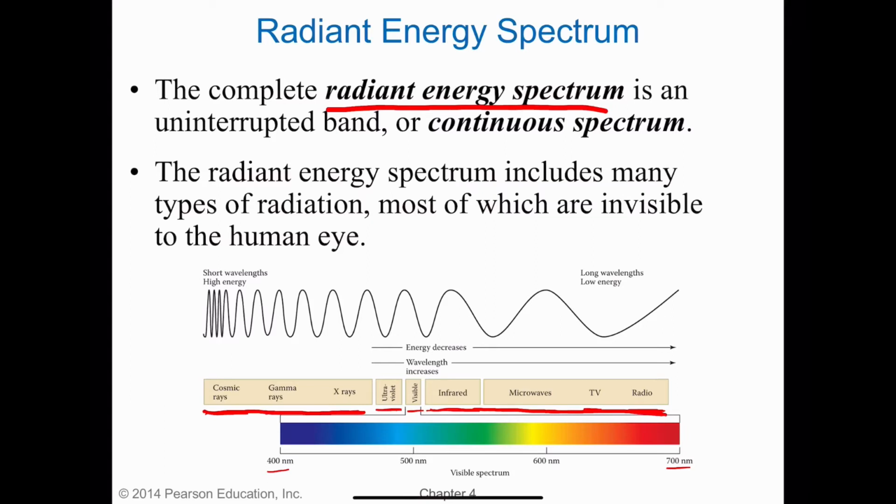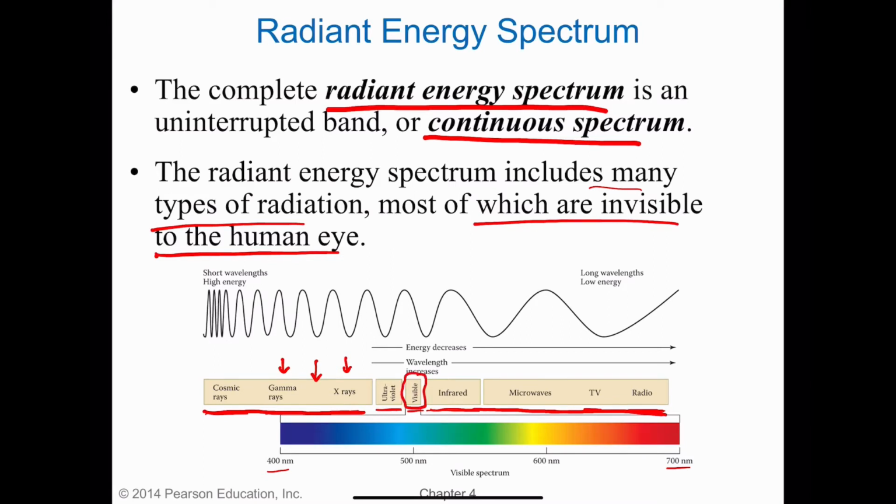But the point is that this is a spectrum. So there's no real cutoff between what's considered a gamma ray and what's considered an X-ray if we're talking about something that's right in the middle. It's a continuous spectrum. And like I said, it includes many types of radiation, so I just went through all of those. And pretty much all of these are invisible to the human eye. It's only this very, very, very tiny portion that our eyes are sensitive to. The rods and cones in your eyes are sensitive to only the radiation that's in the narrow band, which we call the visible part of the spectrum.